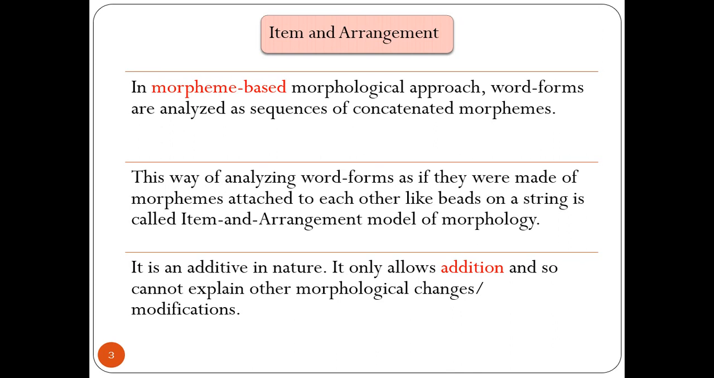So in IA, the proponents of this model propose that a language has items. We have morphemes there, and the morphemes are arranged in order, one by one, one after another, and that's it. You can consider the structure of the language as beads on a string. So this is a way of analyzing word forms as if they were made of morphemes attached to each other.